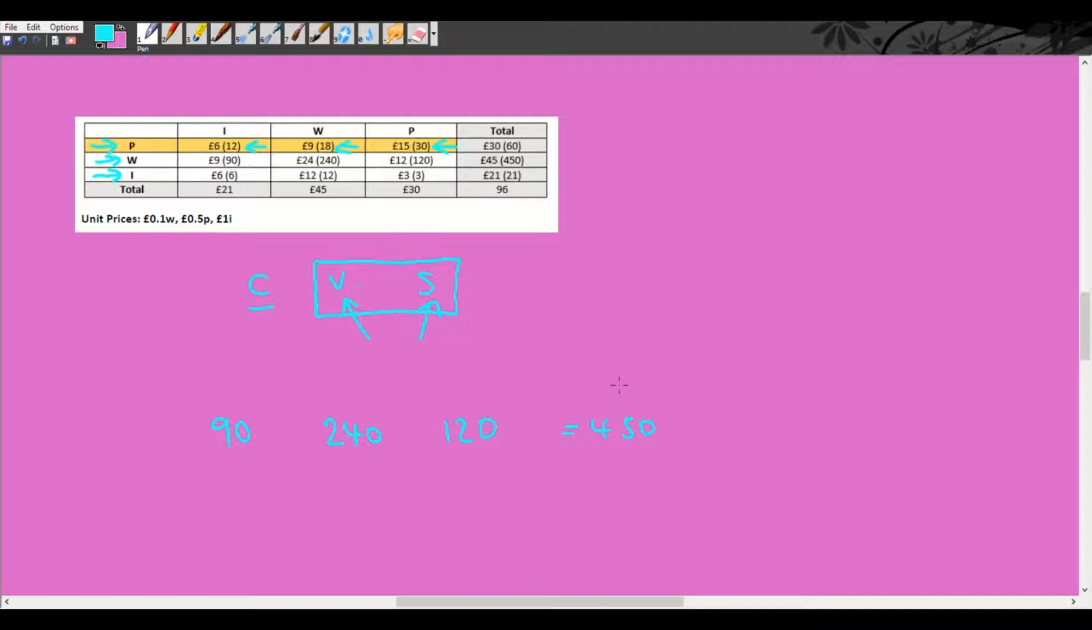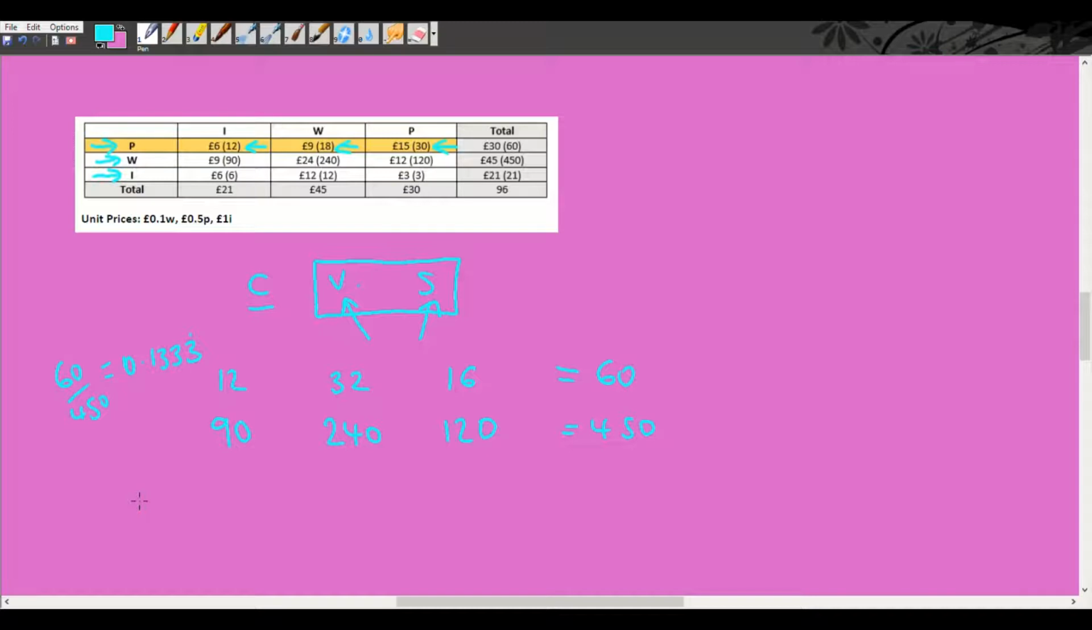So hold on, 60 divided by 450 equals 0.1333, etc. And then 0.1333 times 90 is 12, times 240 is 32, and times 120 is 16. So this will be how the 60 pigs are apportioned at the end of it.